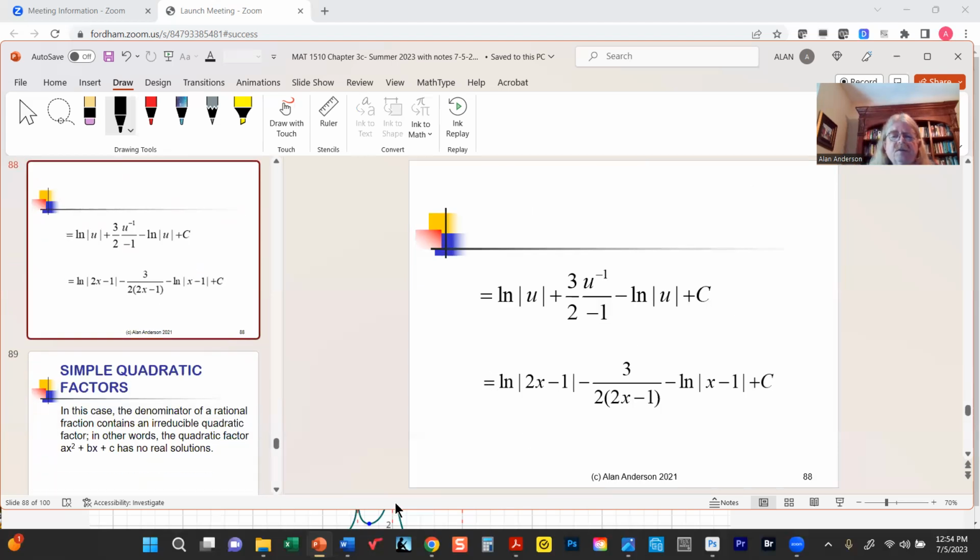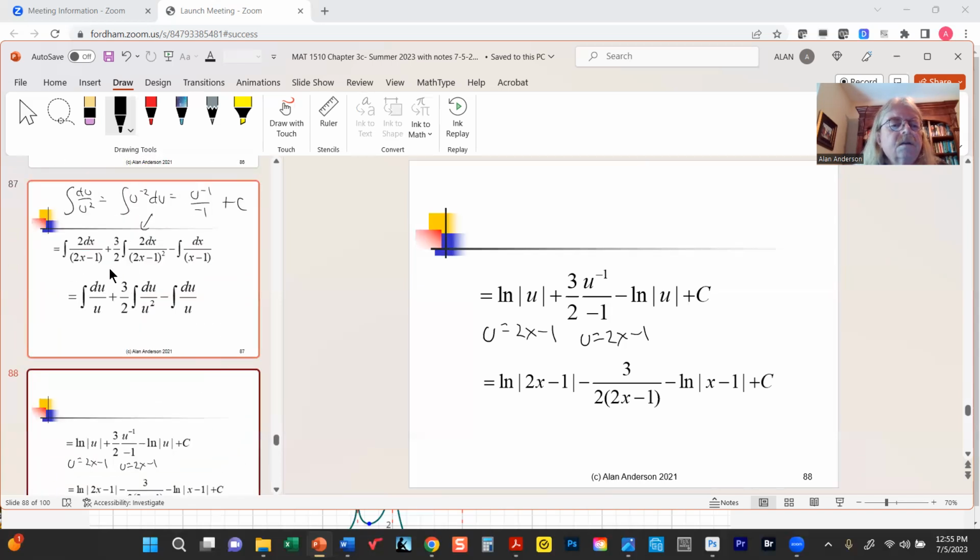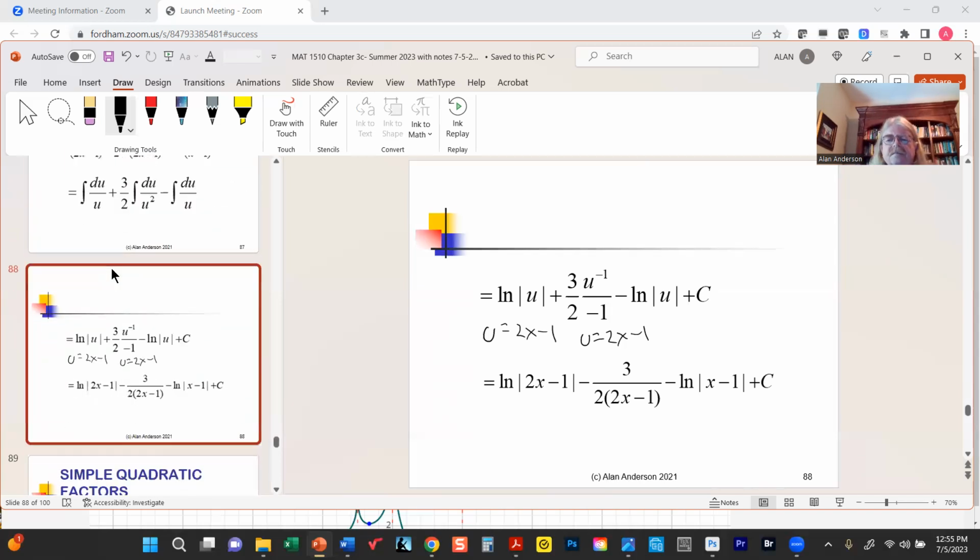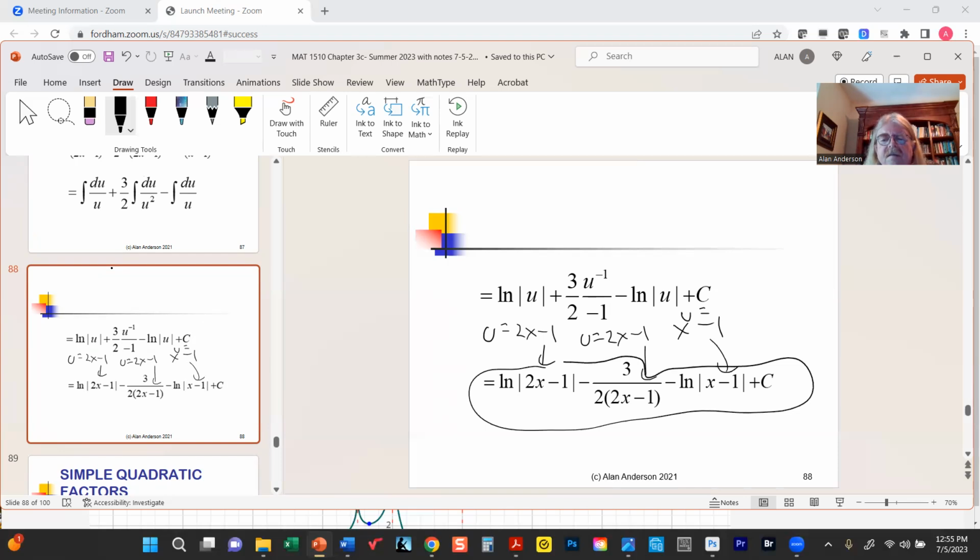And now we go back and we substitute in. For this first one, u was 2x minus 1. For the second one, same thing. And for this third one, u was x minus 1. All right, and so I make all the appropriate substitutions, and we're all set. After all the dust settles, this is it. And again, you're invited to double check it if you want, or you can ask Symbolab.